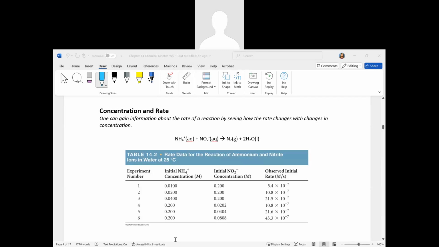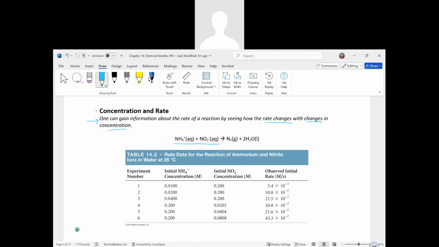In this next section of chapter 14, we'll take a look at how concentration specifically can affect rate. So you're told here that we can gain some information about the rate of a reaction by seeing how the rate changes with changes in concentration of reactants. That's implied that if we were to change the reactants, we could increase or decrease the rate in some fashion.